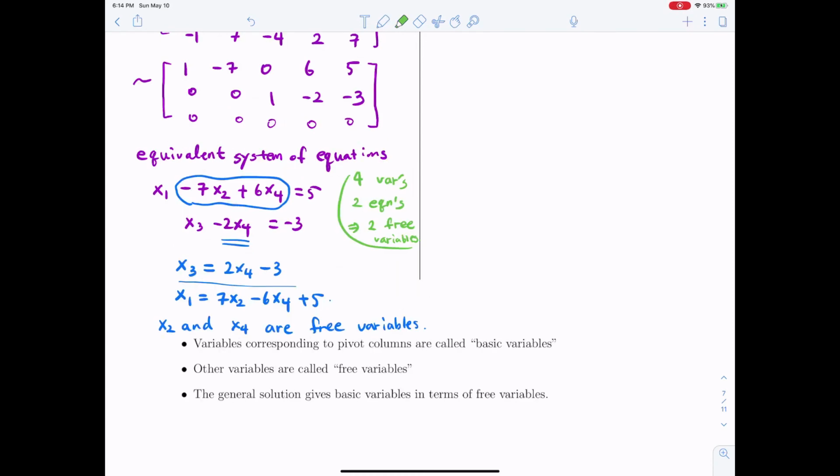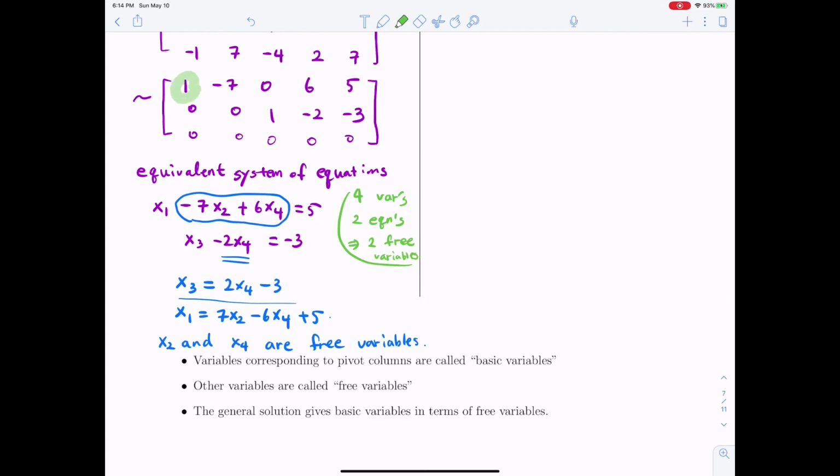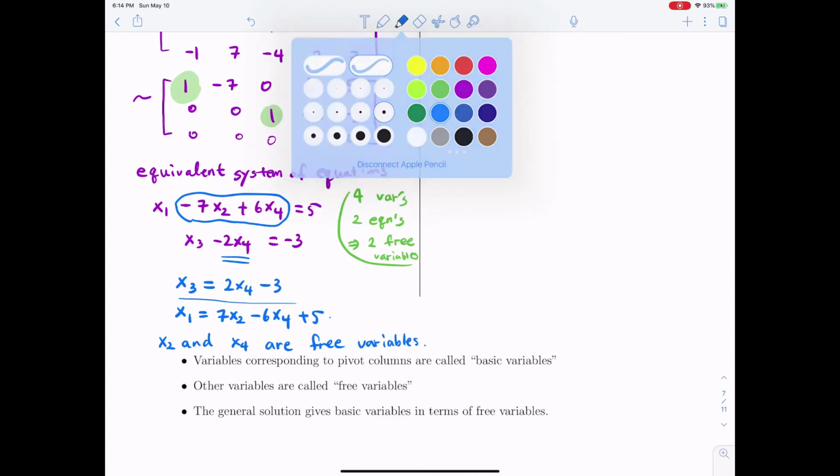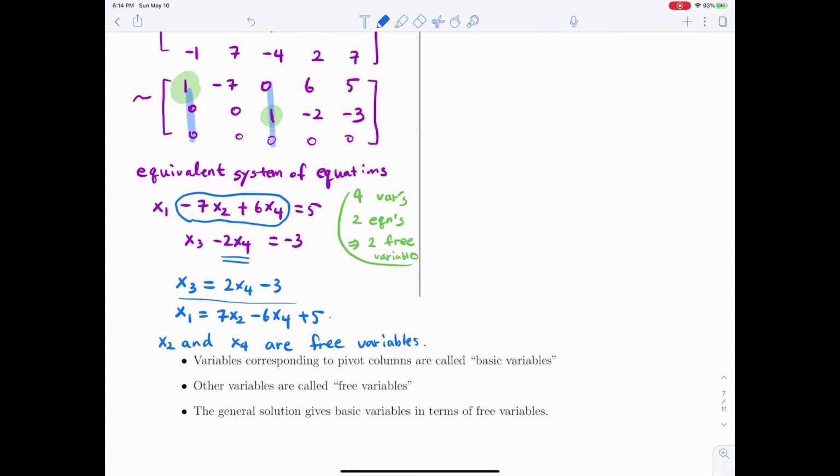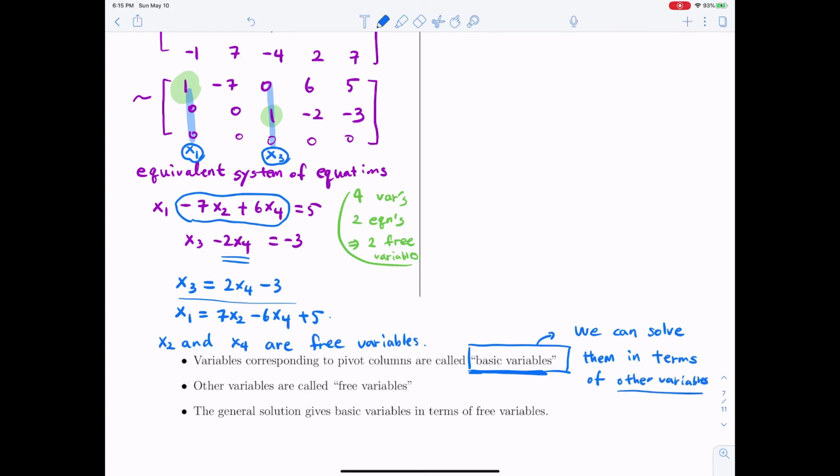So basically in this example, we know that these two entries are pivot positions. So pivot columns are here and there. And the first column corresponds to x1, and the third column corresponds to x3. And these two variables are called basic variables. And this means we can solve them in terms of other variables. And these other variables are called the free variables. So in this case, x2 and x4 are free variables.